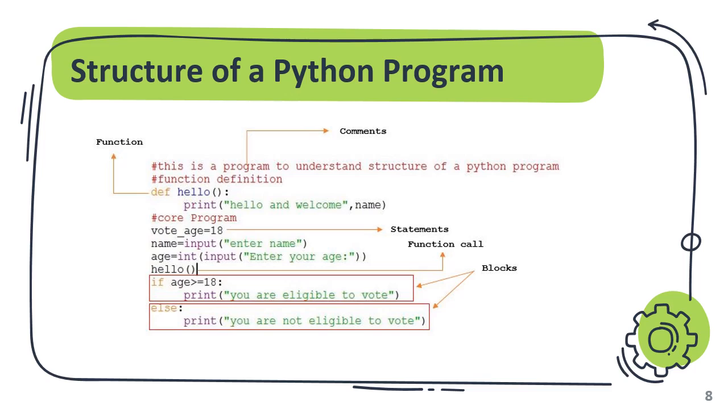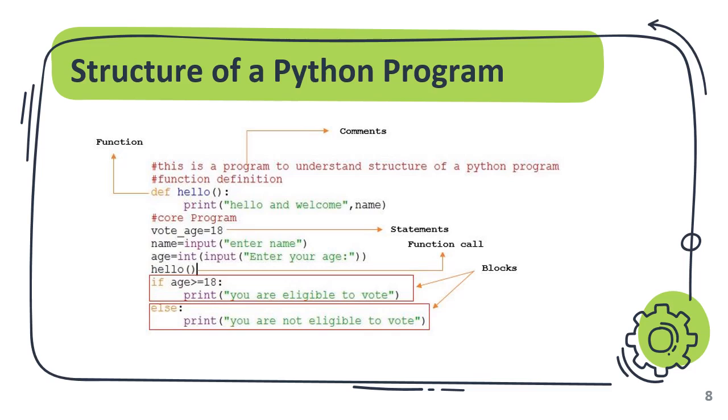You can see that indentation is given in the function block, to distinguish between the rest of the program and the content inside the function. Then there is a statement: a variable age is created and the value 18 is assigned to it. Then name equals input, enter name, is also a statement. It assigns the name a user-entered value.